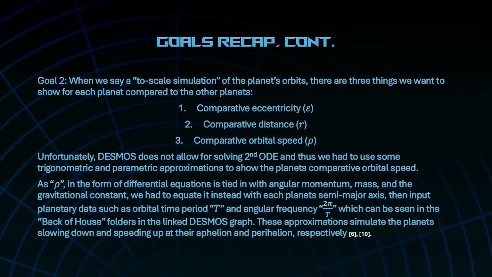Unfortunately, DESMOS is not equipped to solve second-order differential equations, and so I had to approximate the motion of a planet around the Sun. Namely, I used each planet's orbital time period and angular frequency to simulate the orbital speed of each planet compared to the others, as well as the planet's angular momentum at aphelion and perihelion, the farthest and closest distance to the Sun, respectively. To see how this was done exactly, take a look at the back of house folders in the DESMOS graph.